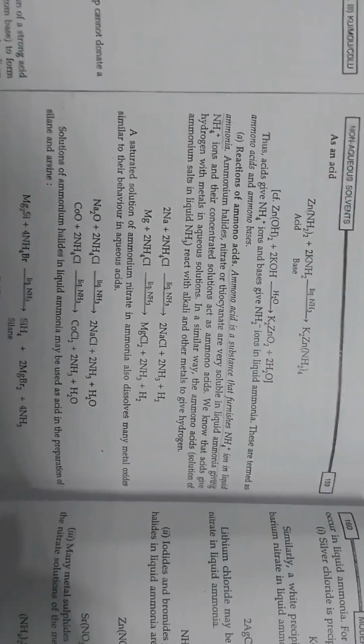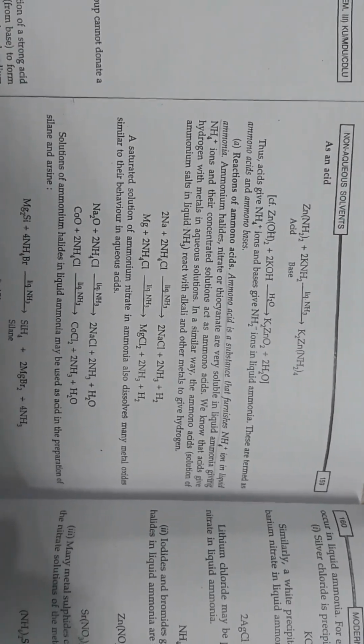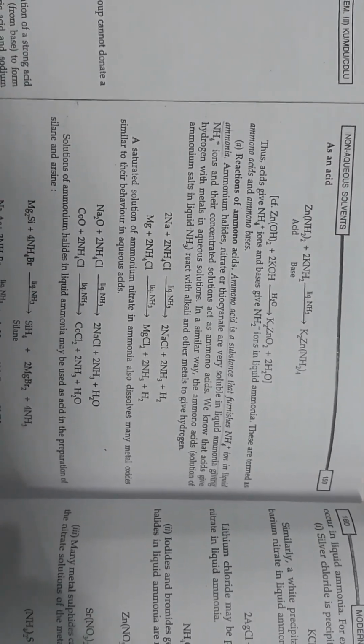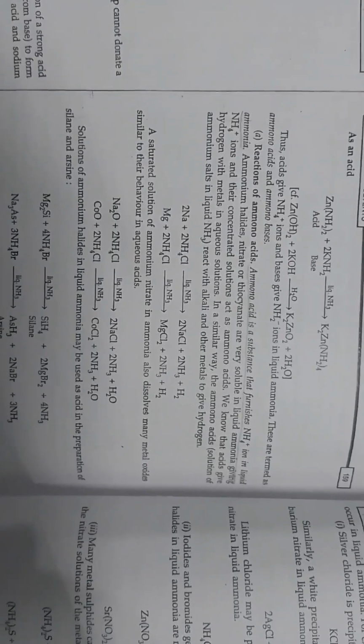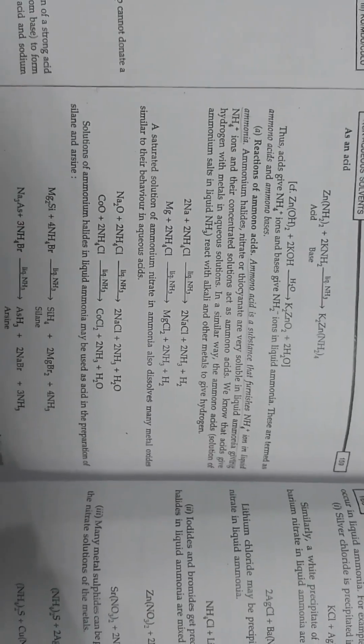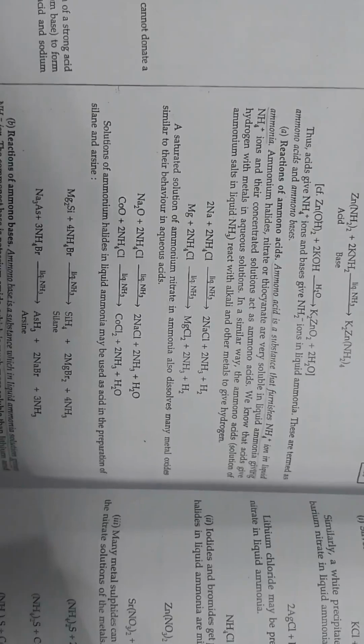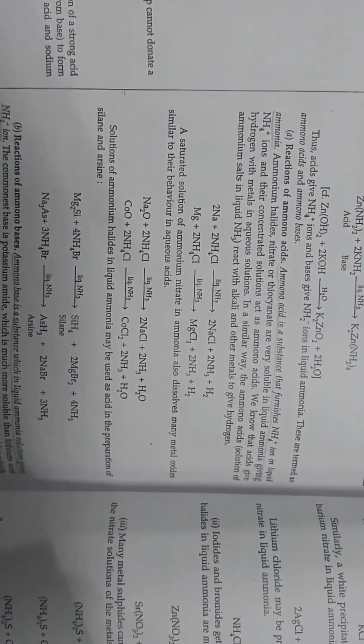As an acid, Zn(NH2)2 plus KNH2 base gives K2[Zn(NH2)4]. Cf. Zn(OH)2 plus 2KOH in presence of H2O gives K2ZnO2 plus 2H2O. Thus, acids give NH4⁺ ions and bases give NH2⁻ ions in liquid ammonia. These are termed ammono acids and ammono bases.